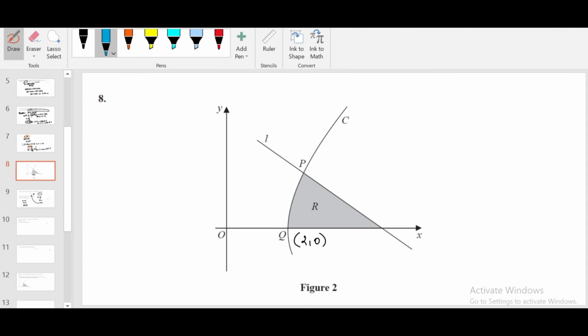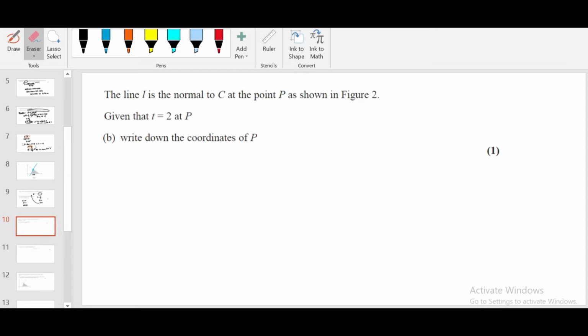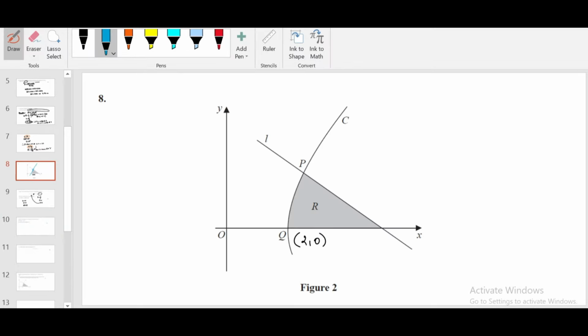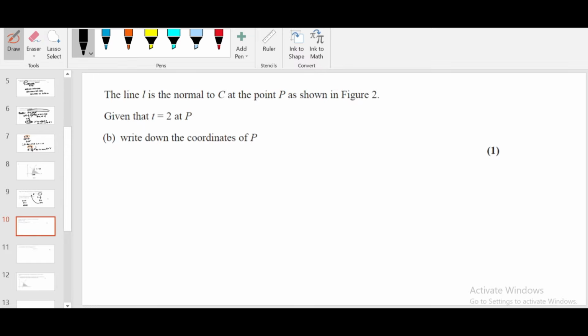The line L is normal. That means if you have a tangent here, it's perpendicular to the tangent. Okay. And then the question says, given that t is equal to 2, for every point there is a value of t corresponding to the point. For P, the value of t is equal to 2. So they want you to find the coordinates of the point P.